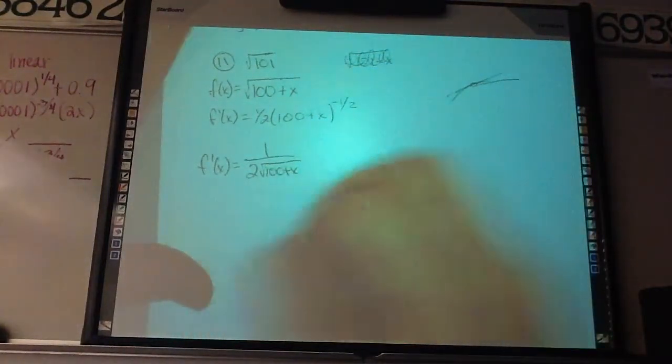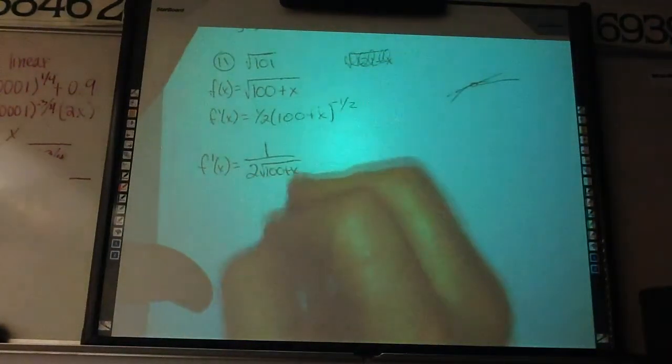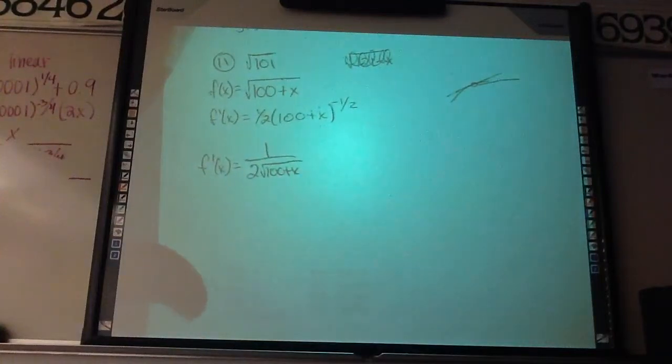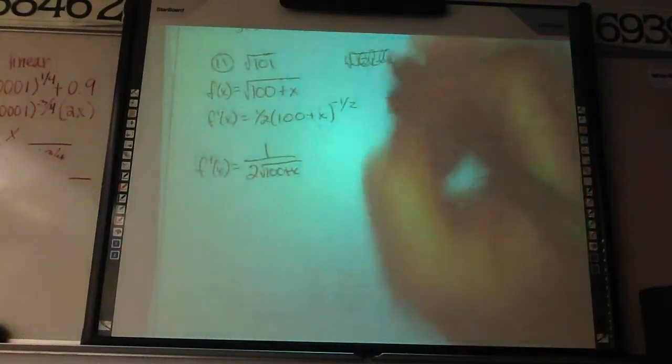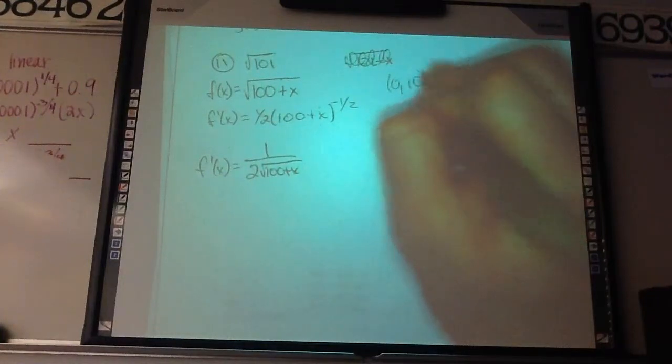So when x is 1, what's our slope? 10? No, you want to plug in 0, because you want to get the square root of 100. We'll do it at the point (0, 10).